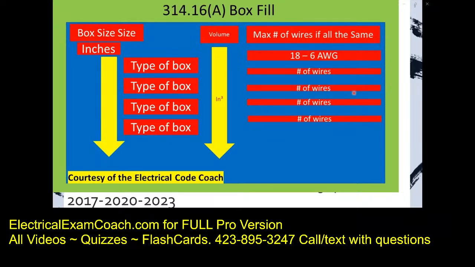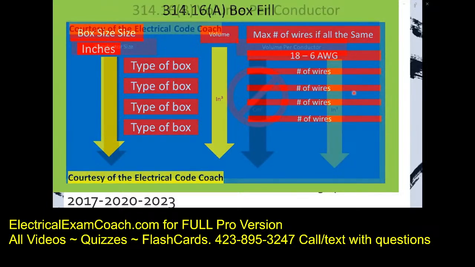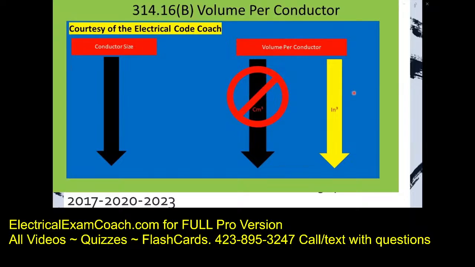It's very simple. Now let's look at the second table that we're going to be dealing with for box fill. And it's right below there. It's 314.16b. And this one's very simple to understand. On the left-hand side is our conductor size. And on the far right-hand side is going to be our cubic inch volume. Every box can only handle so many wires and devices. And that's what we're going to learn in this lesson here today. Each box has so many cubic inches that you can fill, and each conductor and device takes up so many cubic inches of that box.